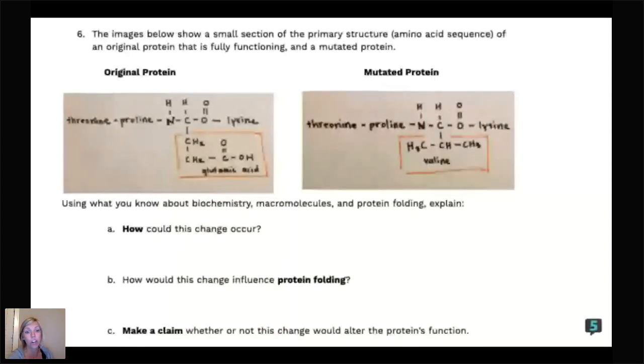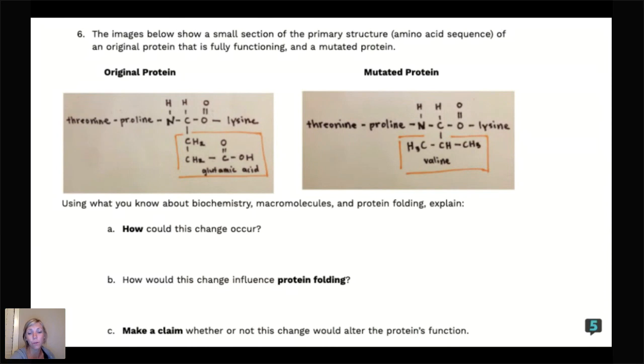So I would say you could keep it simple in your explanation for A. How could this change occur? A DNA mutation, right? Because you have to know, where is this amino acid coming from? Well, it was coded for by a gene, right? And genes are segments of DNA. So something went wrong there in that process of transcribing the DNA, or there was an actual mutation.